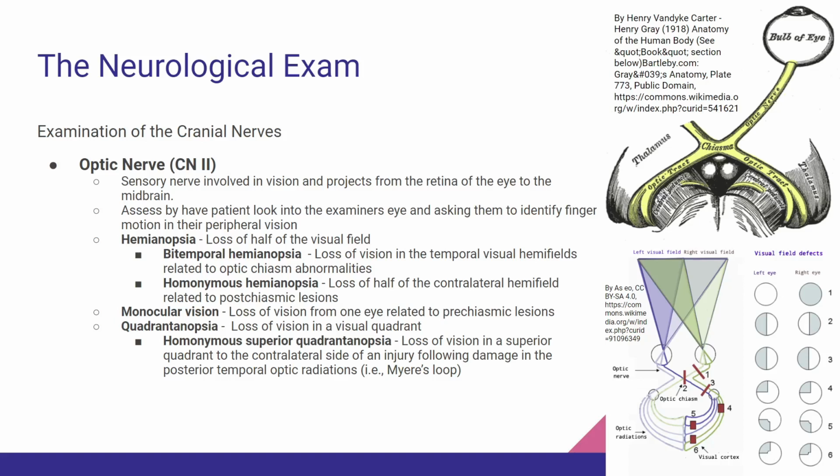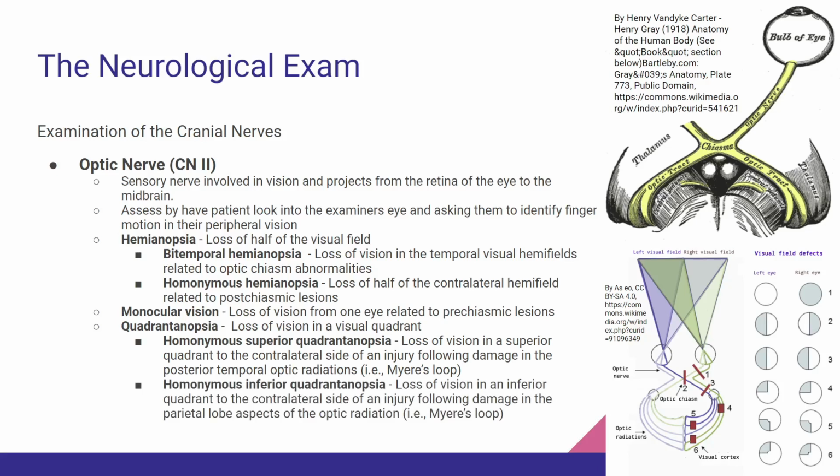So you can have homonymous superior quadrantanopsia, which is loss of vision in a superior quadrant to the contralateral side of an injury, or you can have homonymous inferior quadrantanopsia, which is loss of vision in an inferior quadrant of the contralateral side of the injury. And if you look at the graphic on the lower right, it has a depiction of where different lesions can occur and then how that can affect people's visual fields.